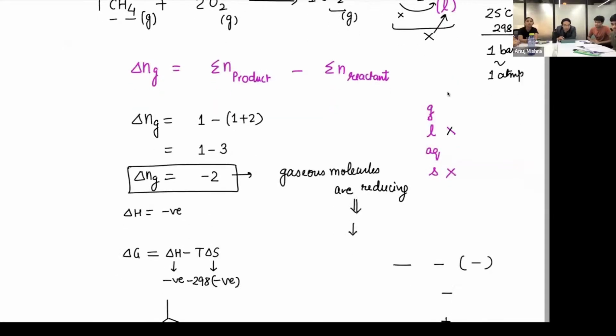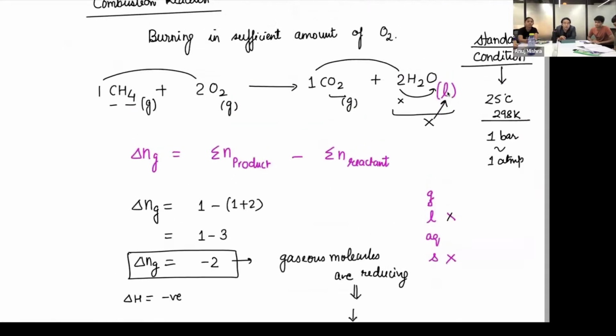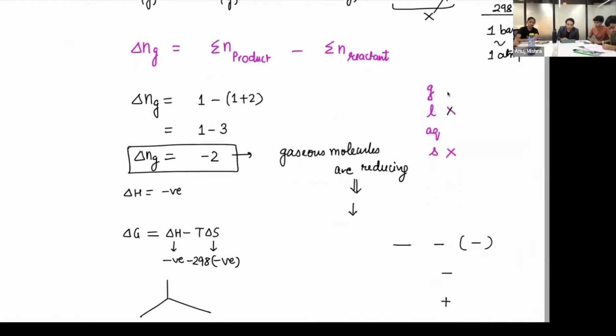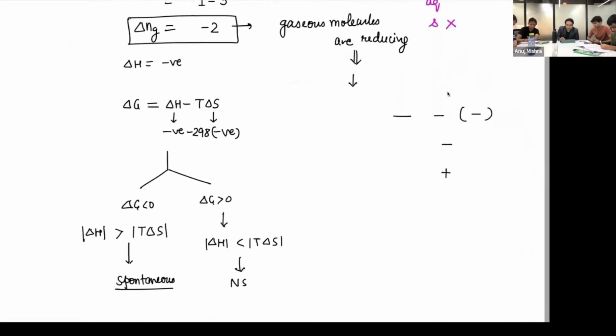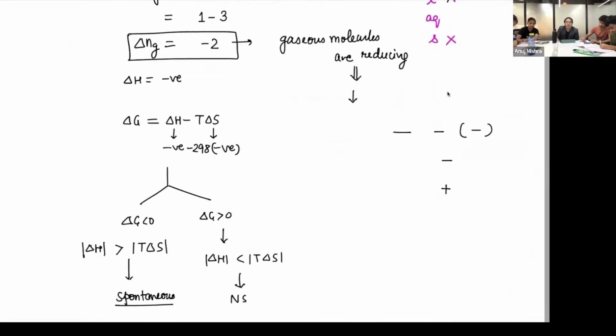Okay. So if your gaseous molecules are reducing, is entropy decreased or increased? Decreased. Entropy is decreased, so delta S is negative. 298 times a negative will be negative, so it depends on modulus. So my answer will be we can't claim anything, right? It will depend upon the modulus of delta H and T delta S, whichever is higher. Just note down.